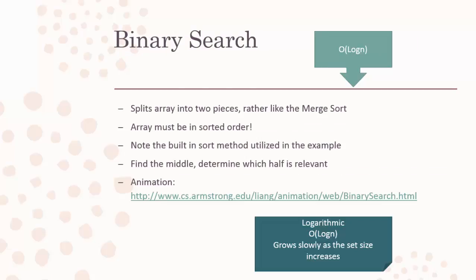With a binary search, we're going to split our array into two pieces, like half. And this array must be in a sorted order. The built-in sort method utilized in Java will use this kind of search. Basically, it's going to find the middle, determine which half is relevant, and continue its search that way. Let's look at an animation.